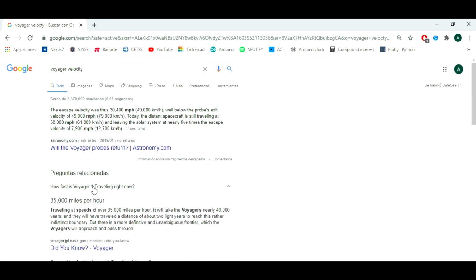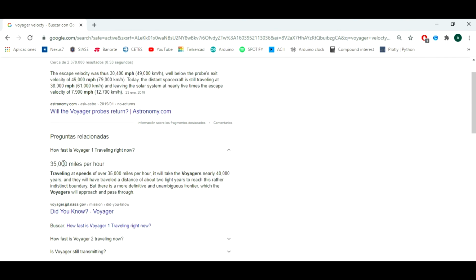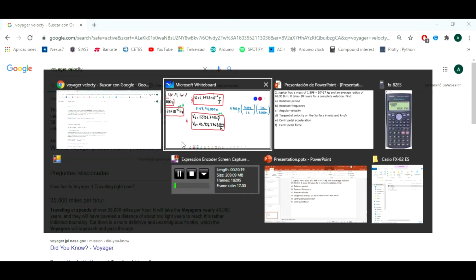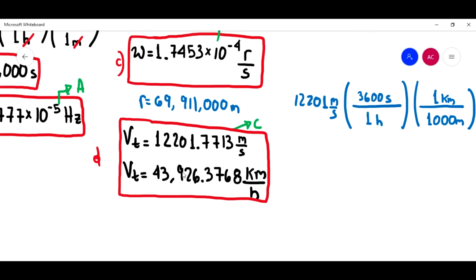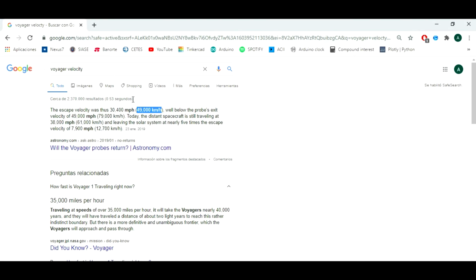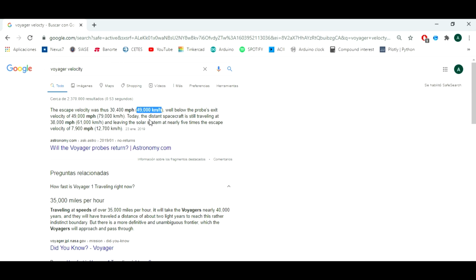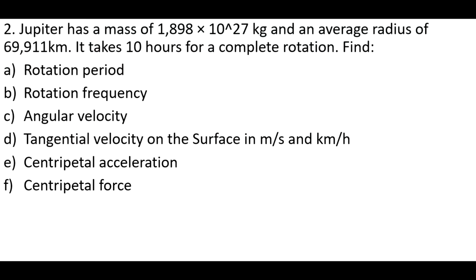How fast is Voyager 1? 35,000 miles per hour. Well, you just need to transform that into kilometers per hour, so it will be 49,000 kilometers per hour. So it's a little bit more than this tangential velocity of Jupiter. So that's an incredible velocity. So that's something, guys. I'm really amazed by this information.